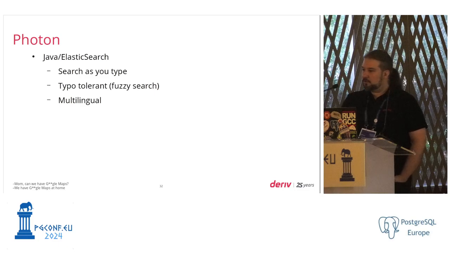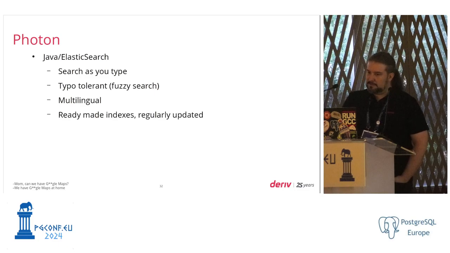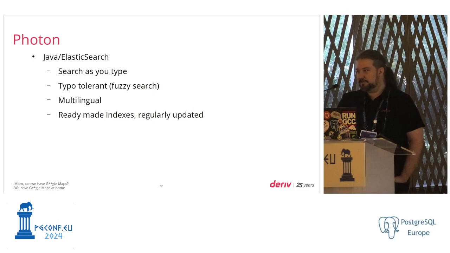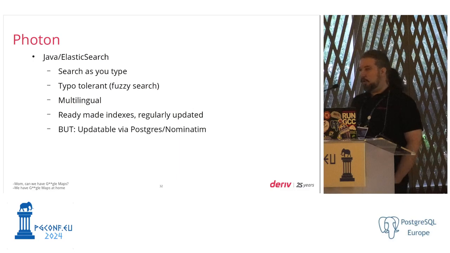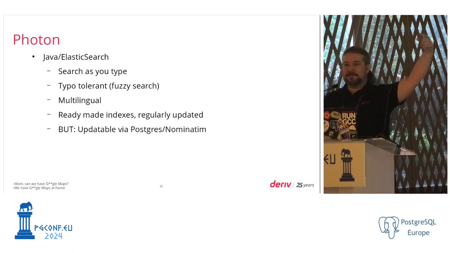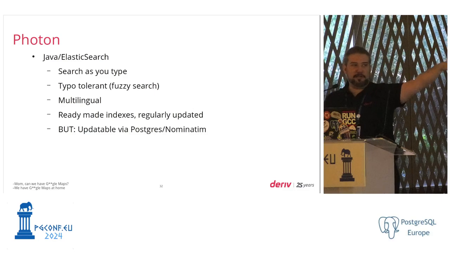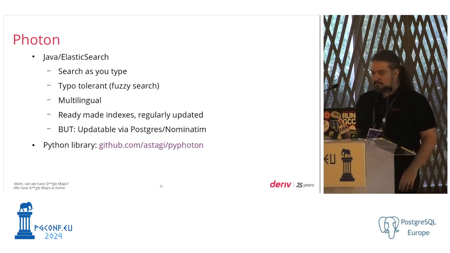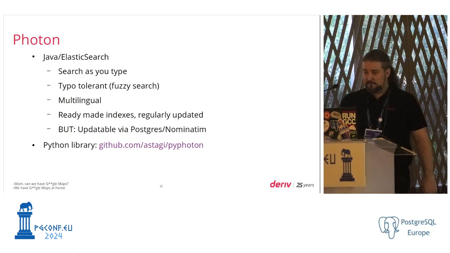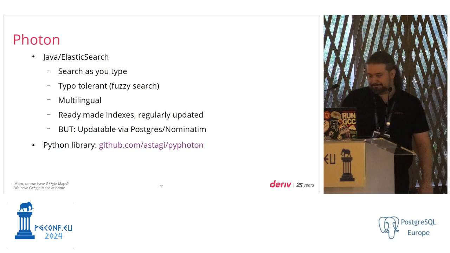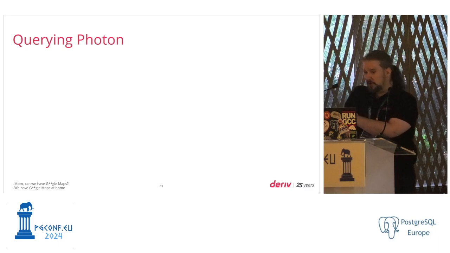It's multilingual, so you can query it in any language. And you don't need to create the indexes yourself. They are provided and regularly updated, like once a month, and you can download the Elastic indexes from a website. However, if you wish to do that locally, you can update your Photon with the data you have in your Postgres. So you can export data using Postgres and Nominatim and stick it inside of a Photon index. And there's also a Python library that you can use if you find Java distasteful. And it's on GitHub.